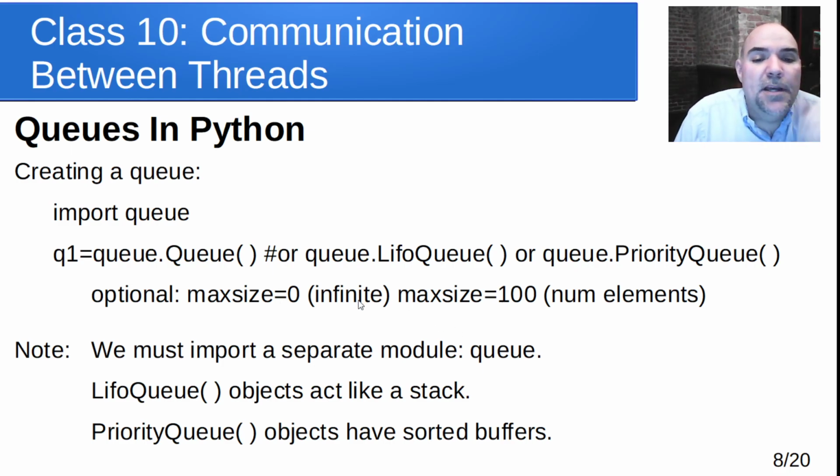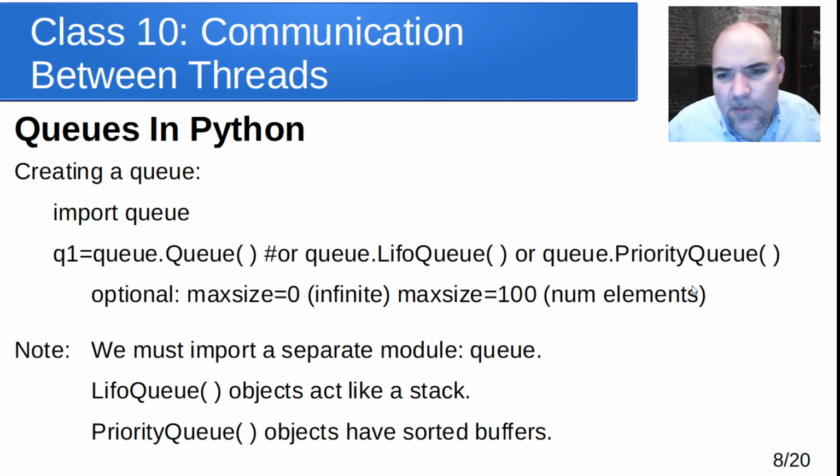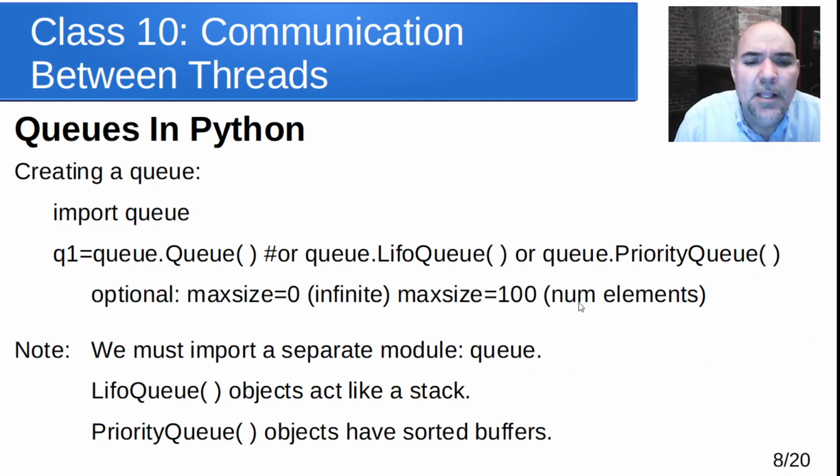All right, now quickly, I did mention the LIFO queue and priority queue. How do you create instances of those? Well, that's not any different. You just use LifoQueue or PriorityQueue. And again, the main difference is that the LIFO queue acts like a stack. In other words, last in, first out. And the priority queue, as you put objects into that buffer, sorts them. And there are ways to change how that gets sorted. We won't worry about that right now.